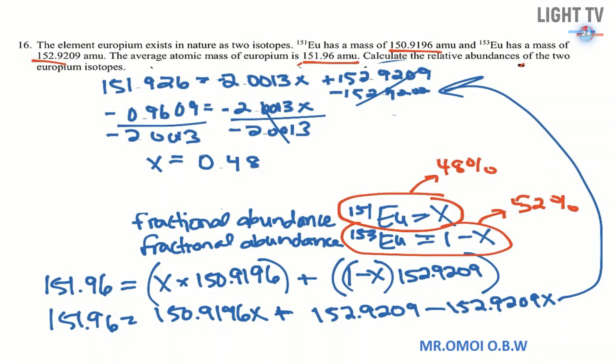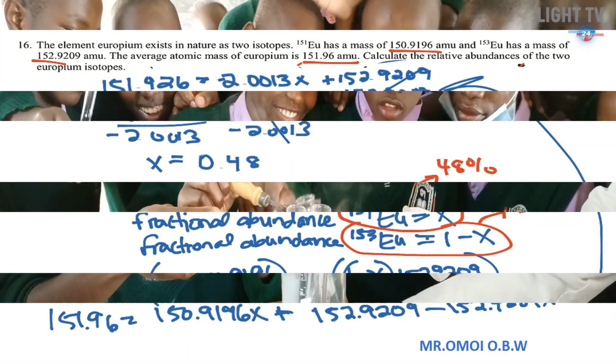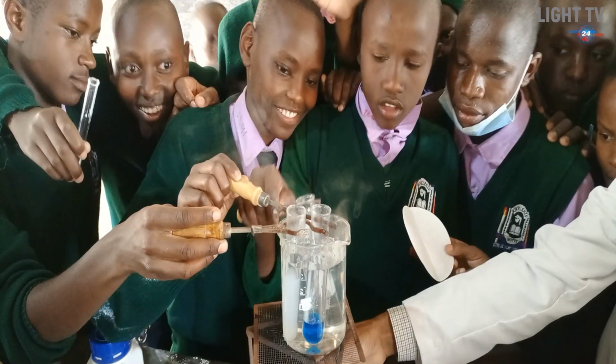Very good. Now that's how you can calculate RAM, and that is how you can calculate the percentage abundancy for an isotope or for isotopes if you are given such a question. Now we have come to the end of our lesson today. I want to wish you well. Ensure you take more questions on the same subtopic because it is very important and it is examined in KCSE.